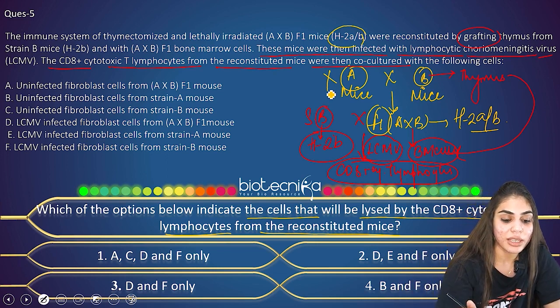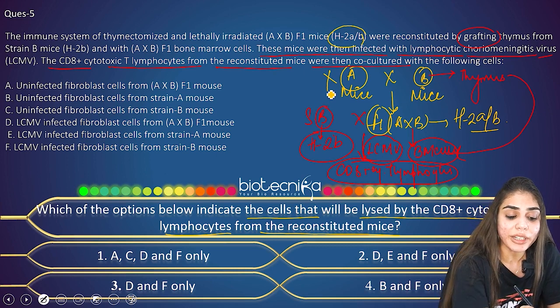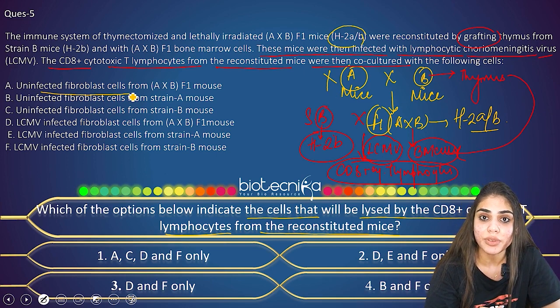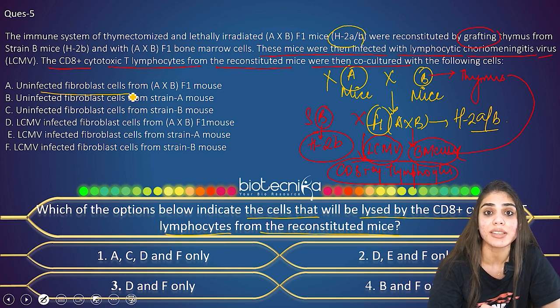So now let's read the statement. Uninfected fibroblast cells. Now just now I mentioned CD8 T lymphocytes are going to kill infected cells only.